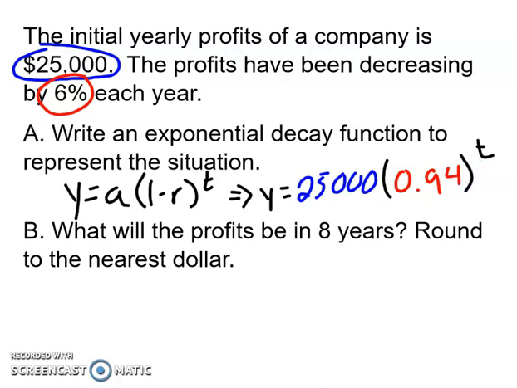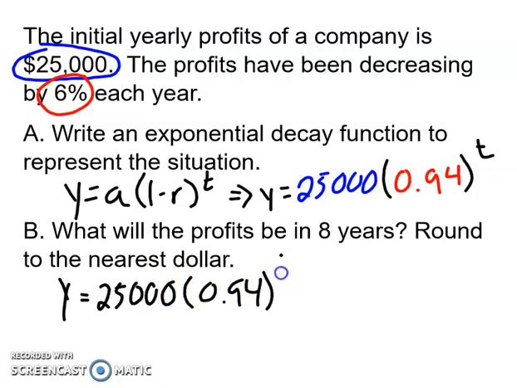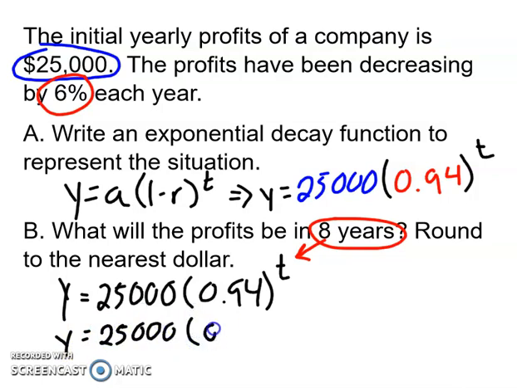Let's translate that down low under part B. 25,000 times 0.94 raised to the power of t. And it says, what will the profits be in 8 years? So that's what we're going to use for our value of t. So y is equal to 25,000 times 0.94 raised to the power of 8. So let's plug that into our calculator. Let's see what we get. 25,000 parenthesis 0.94 end parenthesis caret 8.